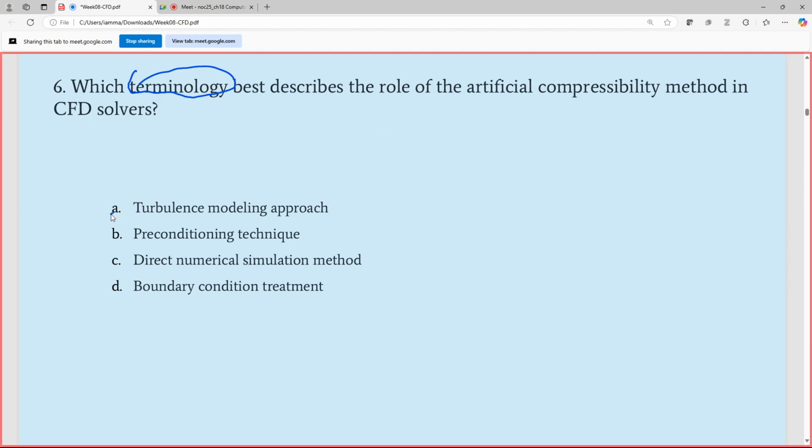Options are: option A, turbulence modeling approach; option B, preconditioning technique; option C, direct numerical simulation method; option D, boundary condition treatment. So what is the type which we can give to the artificial compressibility method in the context of its application in CFD? Try to answer the question.